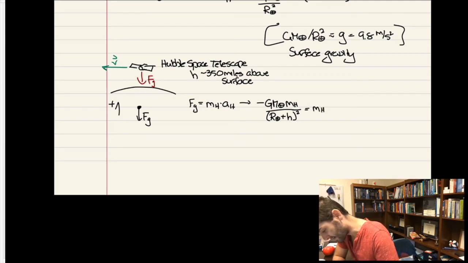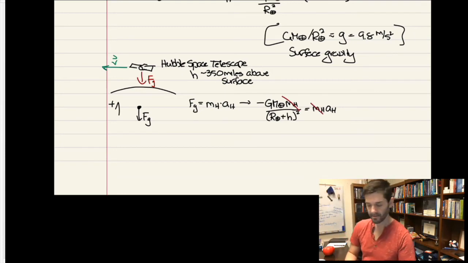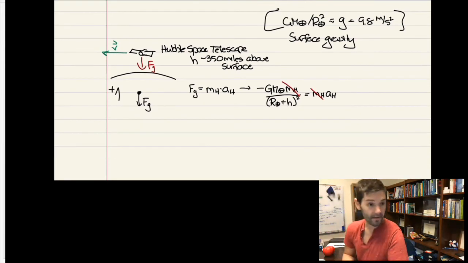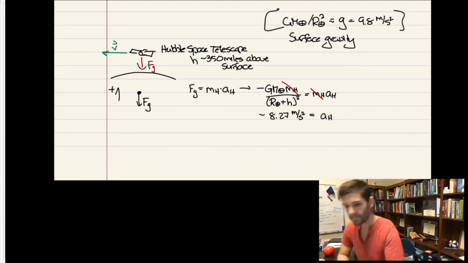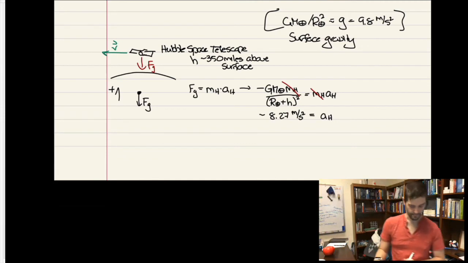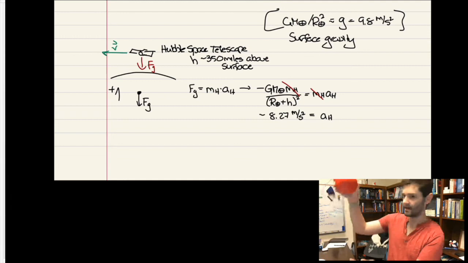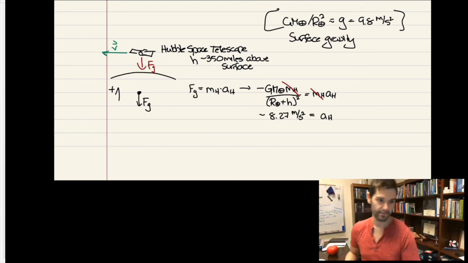And then that is mass of the Hubble, acceleration of Hubble. Again, the mass of the scope itself I do not care about. If I were to plug all these numbers in, I would get something that is about 8.27 meters per second squared equals the acceleration of Hubble. It is feeling a gravitational acceleration, not 9.8, but about 8.2, 8.3 or so.